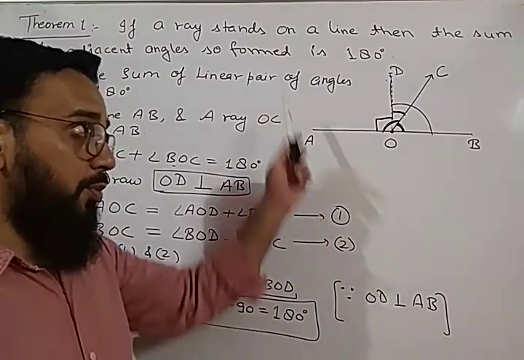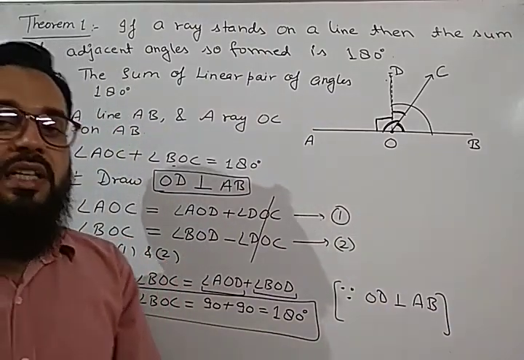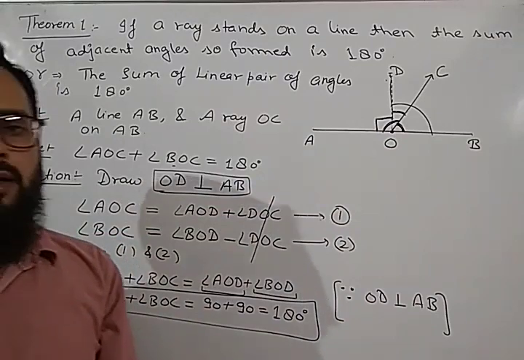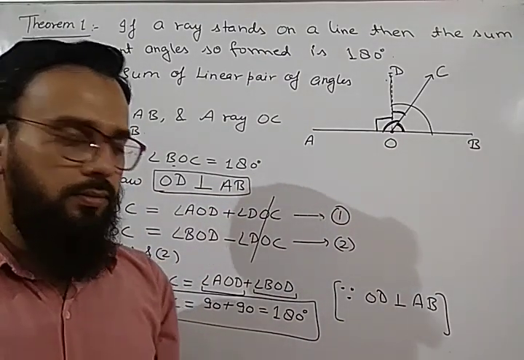Okay, so in this way we have proved this particular theorem. The sum of a linear pair of angles is 180 degrees, or the sum of angles on a straight line is also 180 degrees. So note it down.